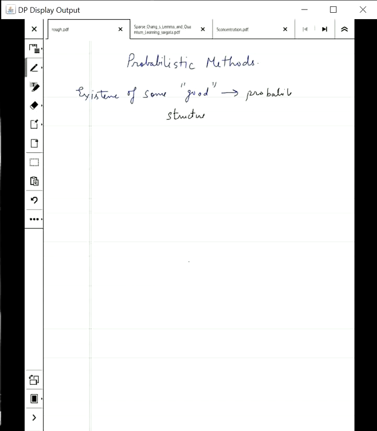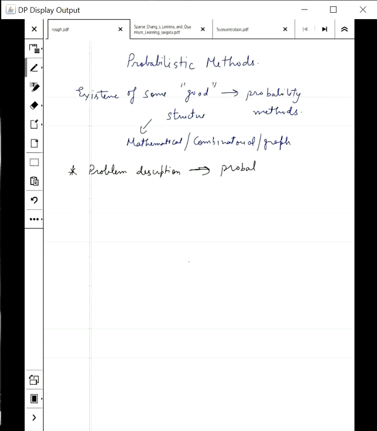At this point, this sounds vague. What do I mean by good structure? This could be a mathematical structure, or a combinatorial structure. You can think of it as kind of a graph. So you want to show that a particular kind of graph exists, and this is what you want to show. The important thing is that the problem description will not have any mention of probability. Only the proof idea will require probability. It will be a surprise that we can use probability in such things to show the existence.